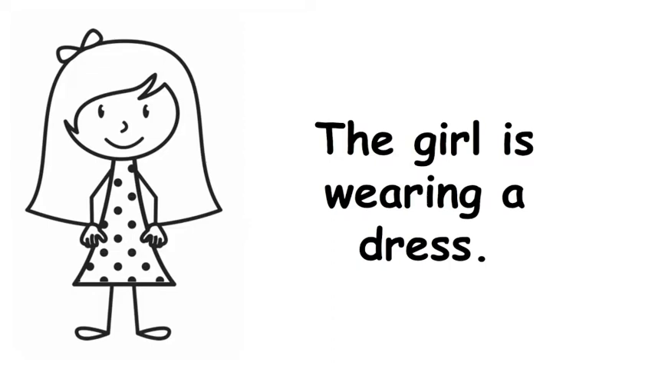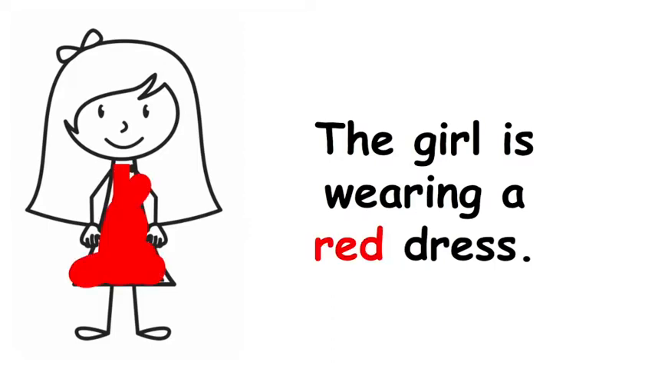The girl is wearing a dress. This is a correct sentence. It's all good. There are no problems. But there are no adjectives. We don't know anything about the dress. Now, if we change it and add a color, it makes this sentence: The girl is wearing a red dress. So red is an adjective. It tells you about the dress. It tells you the color.